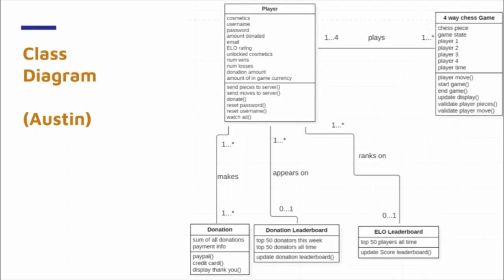The ELO leaderboard is a leaderboard to rank all the top players. The donation leaderboard is to rank all the top donations for the week and of all time, to encourage people to donate. And finally, we have the donation class, which is going to handle all the payments and donations for our actual application.